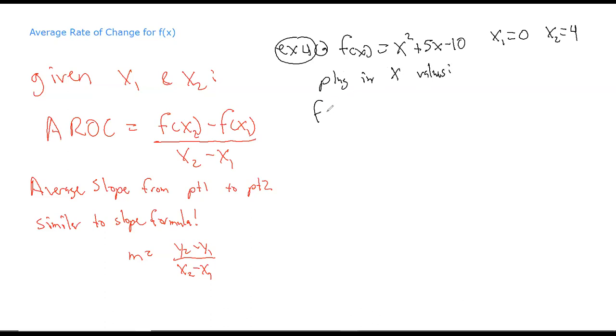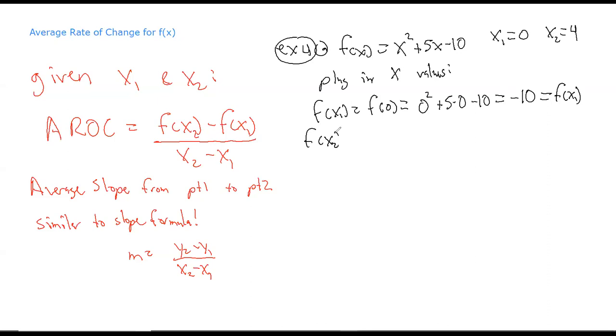So f of x1, that's the same thing as finding f of 0. So just go to the x squared plus 5x minus 10 and turn the x's into zeros. So that's going to be 0 squared plus 5 times 0 minus 10. That's 0 plus 0 minus 10, which is negative 10. So this is y1, basically. This is f of x1 or y1. They are the same things, basically. So I even write it over here just to be careful. That is your f of x1.